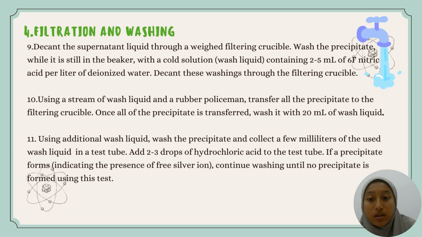And lastly, using additional wash liquid, wash the precipitate and collect a few milliliters of the used wash liquid in a test tube, and then add 2 drops of hydrochloric acid to the test tube. If a precipitate forms, it indicates the presence of free silver ion, so continue washing until no precipitate is formed using this test.